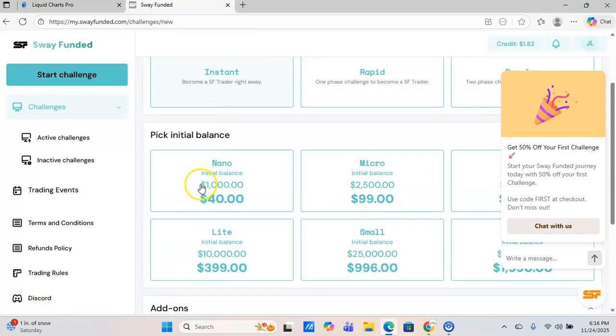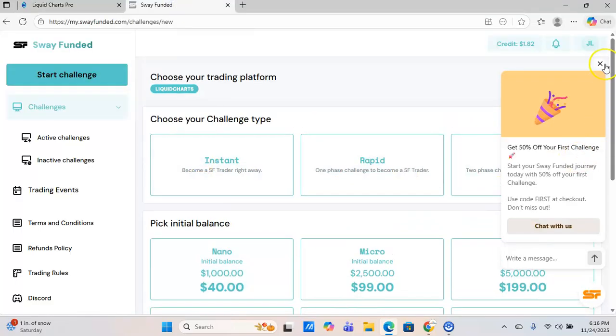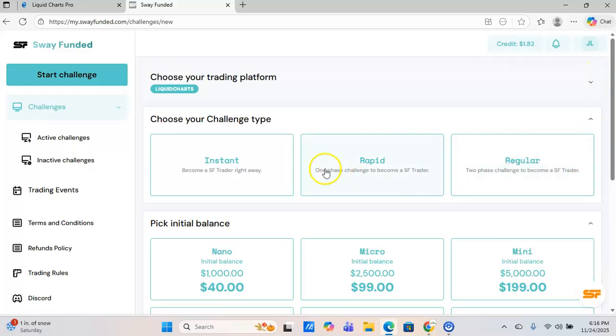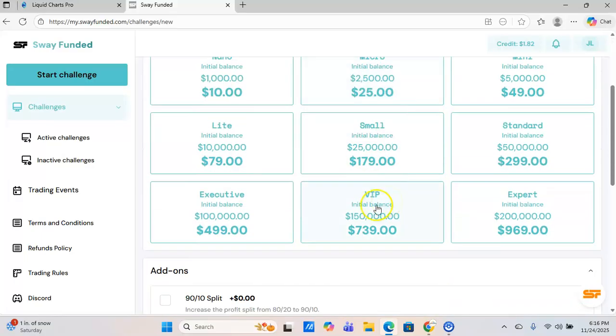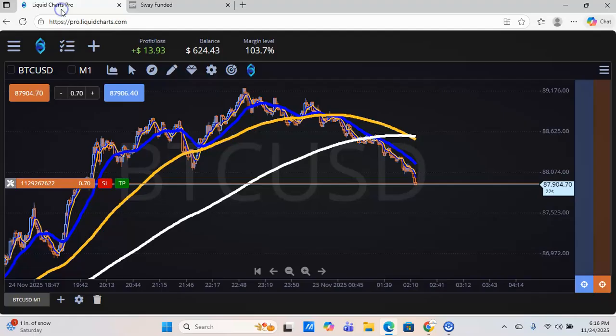Now look. If you can follow this simple strategy, look, I'm in profit, y'all. And you see why I took this trade, right? Because the moving average is going that direction, right?